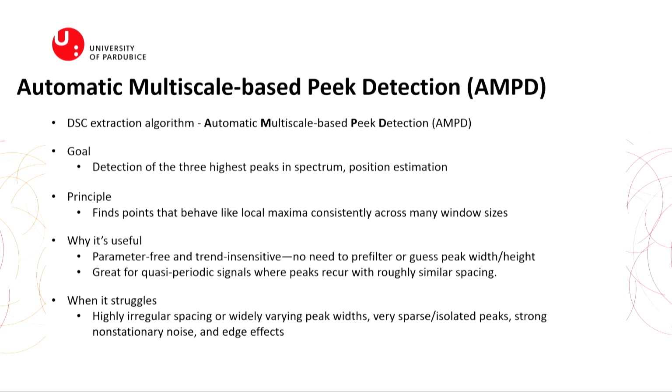So what is automatic multiscale based peak detection? You just heard before 2 hours, so I will be a little quicker. Goal is detection of the three highest peaks in spectrum, and based on this estimation we will put it like input to our UKF filtration that will estimate or extrapolate future values, based on which we design a filter and we use it for filtration.